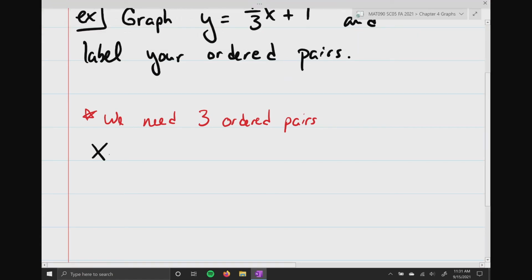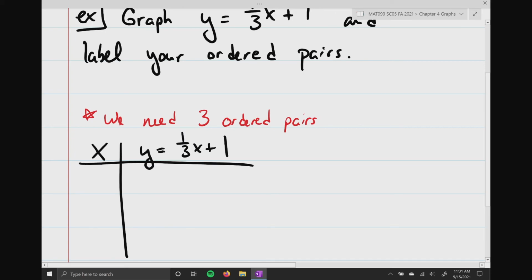I put an X, and then on the right hand side, I label y equals 1/3 x plus 1. Other people will create their table and they'll make it look like this, which is fine by me as well. X and Y, I don't care. Personally, I just like to see the equation on top. That is 100% my little thing. Okay?